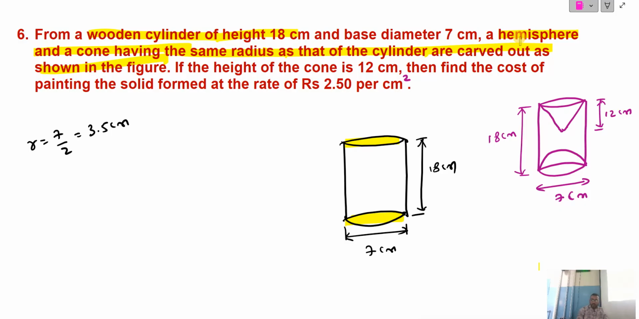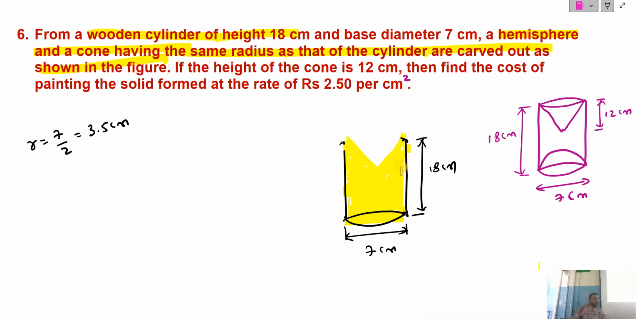The meaning of carved out is, now this is my complete cylinder. From this complete cylinder, what am I doing? I am cutting here the shape of a cone. Can you see this? I am cutting this much part in the shape of a cone. Can you see this now? Let me erase this a bit. So this is the shape of my cone. This much part I have removed.